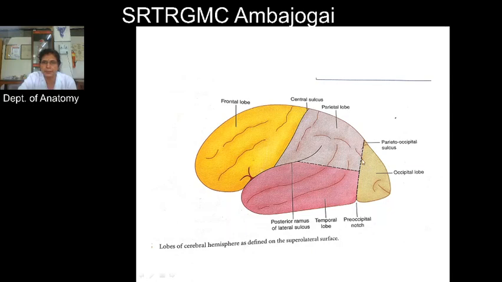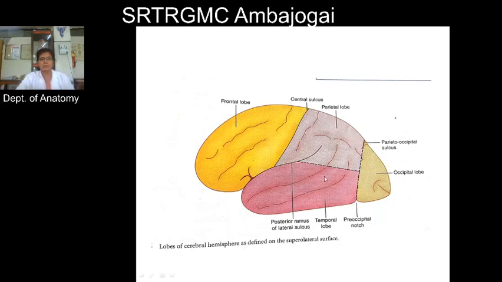This occipital lobe is present behind the first imaginary line, and this temporal lobe is present anterior to the lower part of the first imaginary line. Superiorly it is bounded by the posterior ramus of lateral sulcus and the second imaginary line, and inferiorly by the infralateral border. So this temporal lobe is present anterior to the lower part of the first imaginary line and inferior to the posterior ramus of lateral sulcus and the second imaginary line.